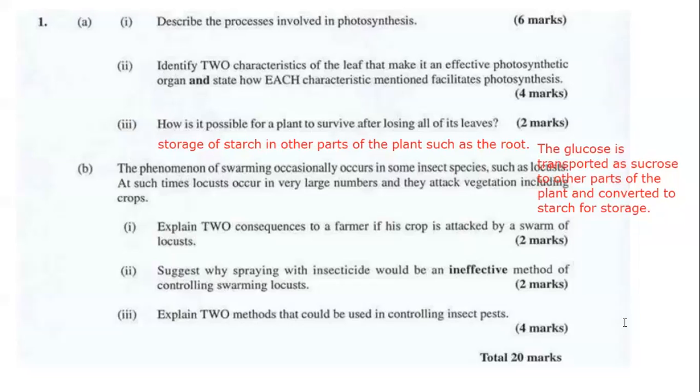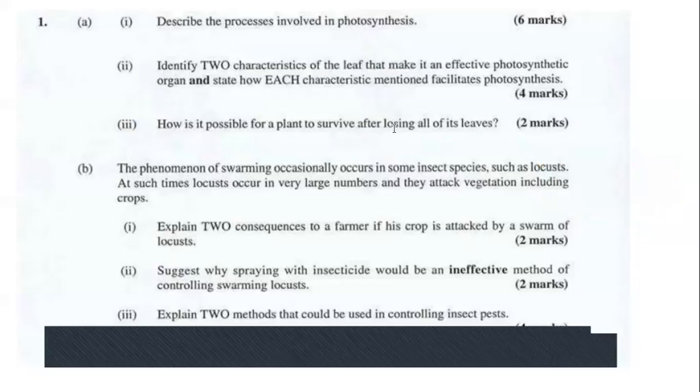So let's clear all my drawings again. Now the other part says the phenomenon of swarming occasionally occurs in some insect species, such as locusts.